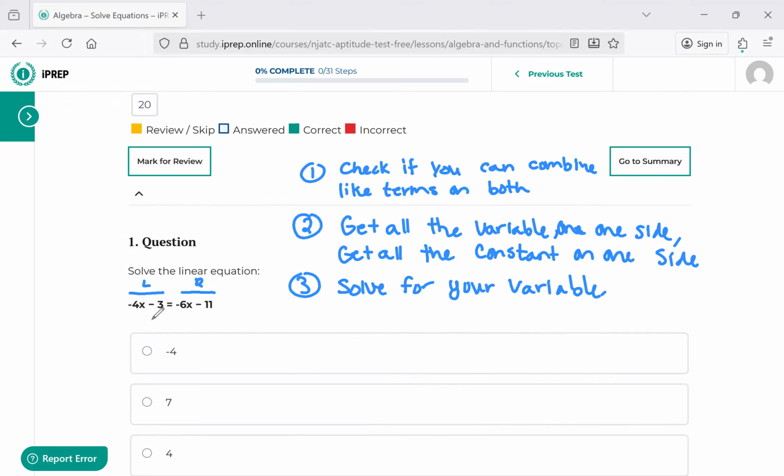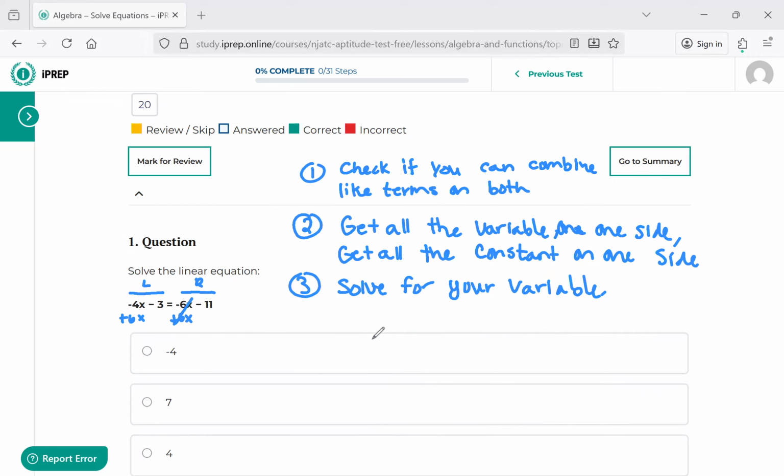Okay, let's start with step 1. Can we combine like terms on the left and right side? We have a negative 4x and minus 3. No, this is a variable, this is a constant. On the right side, we have a variable and a constant. Can we combine them? No. So let's move on to step 2. Get all the variables on one side and all the constants on one side. It doesn't matter what you do first. But what if I want to get all the x's on one side? So maybe I would add 6x to both sides.